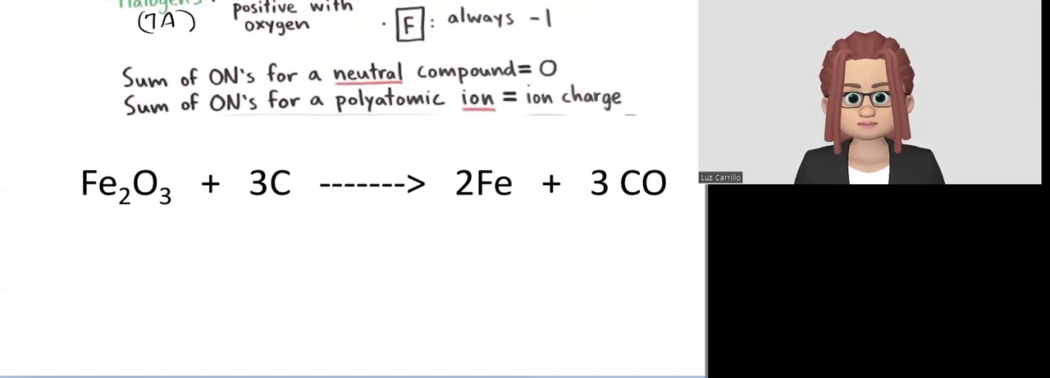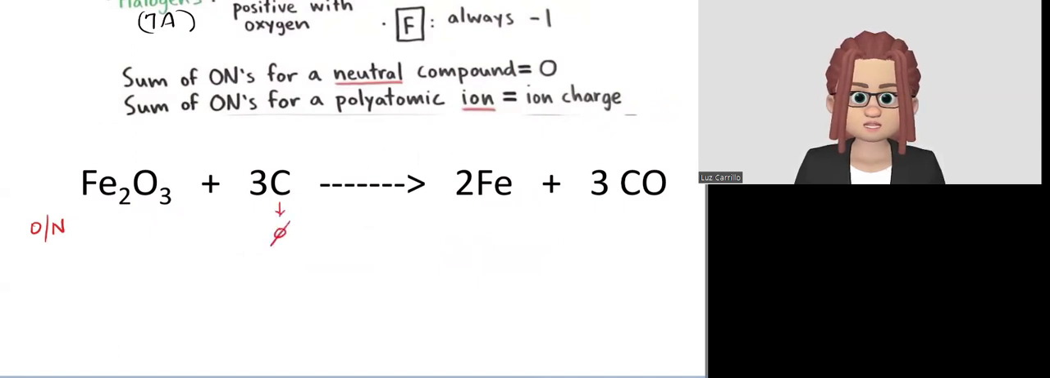Based on the rules, there is at least one component in the reactant and one component in the product that will have an oxidation number of 0 simply because they are found in elemental form. That component is going to be in the reactant, carbon, going to have an oxidation number of 0. And in the product is going to be iron.